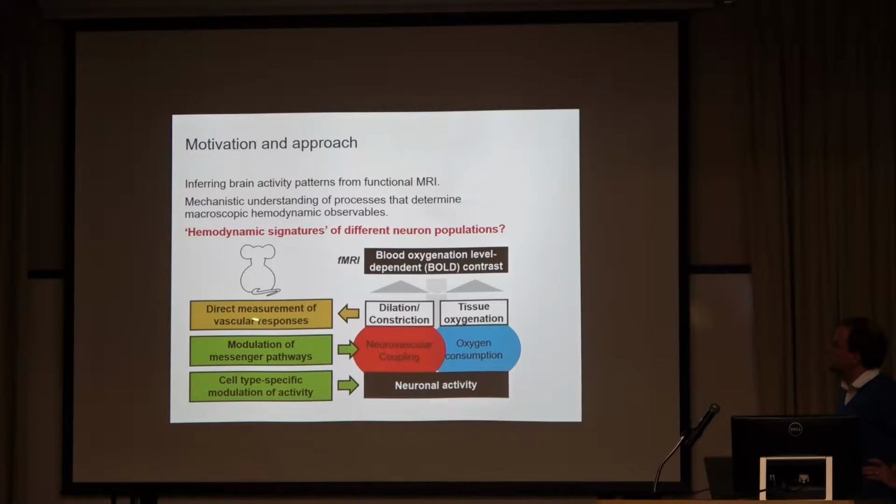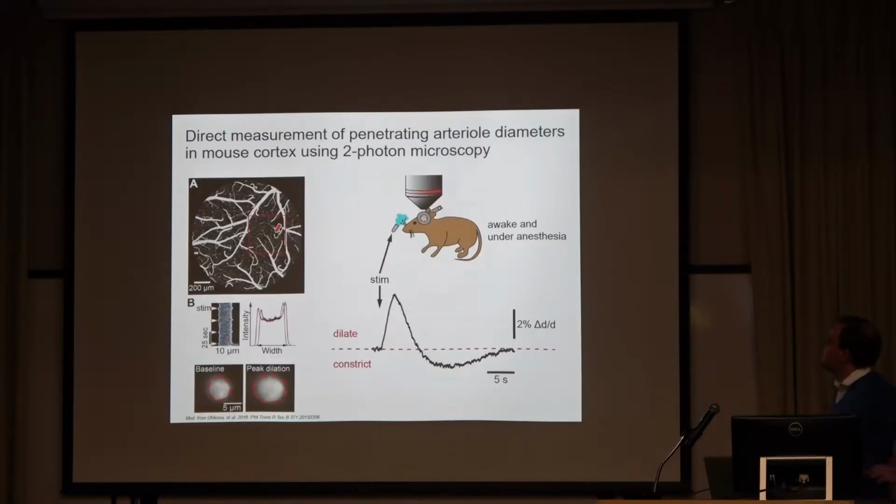We perform direct measurements of vascular responses using two-photon microscopy, and we interrogate the system by modulating the messenger pathways which we think are involved in this system, and we use optogenetics for cell type specific modulation of activity. And first, a brief introduction on the two-photon measurements.